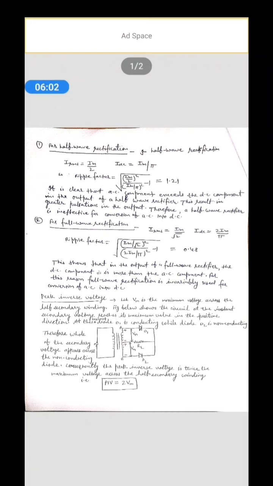So this shows that in the output of a full wave rectifier, the DC component is more than the AC component. For this reason, full wave rectification is invariably used for conversion of AC into DC.